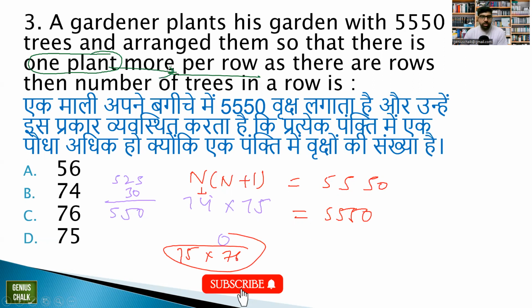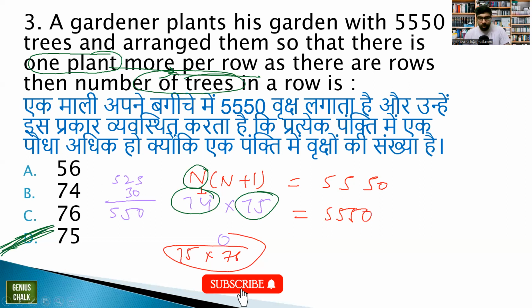Plant means number of trees, and the number of trees only are asked. That means by putting 74, I'm getting the answer, but this is the number of rows. The number of plants has to be 75. So answer is 75, but it is coming out by putting the value of n as 74. I'm getting the answer as 75. That's why I have to tick here the option B.